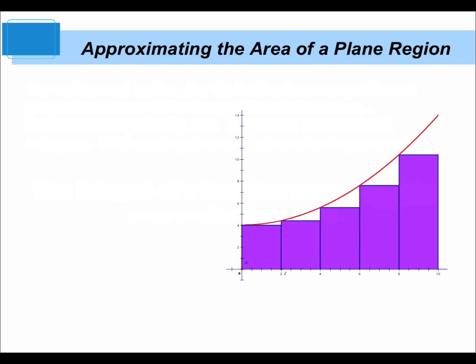And like I said, we don't have the tools yet to find the exact area under the curve. Eventually, we're going to be able to drop a line down from this point here and calculate that exact area, regardless of what shape the function is. But for now, we just have to approximate, so I'm using rectangles. Why rectangles? Because that's how we start.